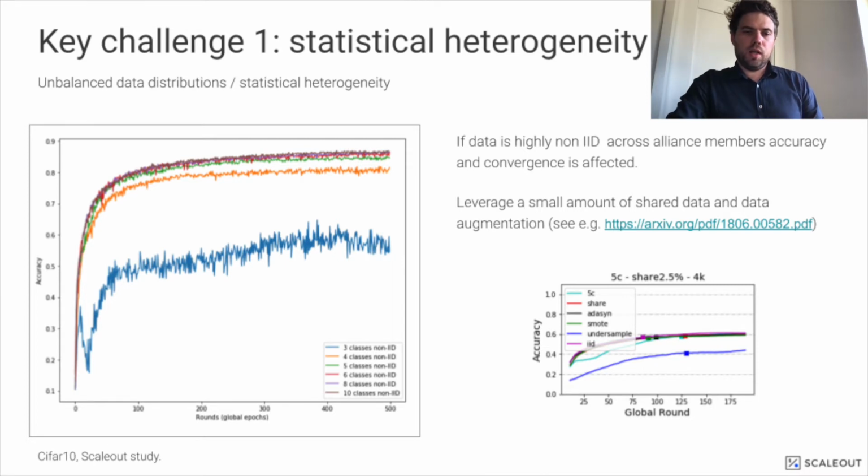So this is a highly interesting problem that is worked a lot on in the academic community. There are different ways proposed to tackle this. One of them is to leverage a small amount of shared data and use various types of data augmentation. And there's a nice overview article that you can read about, linked on the slide.